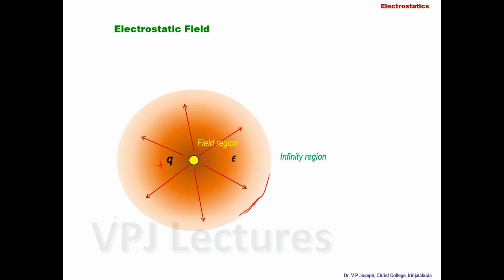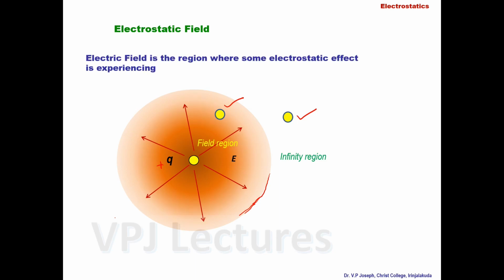In the infinity region, if you place some other charge as the test charge, as we have placed a charge here, we can see that the force acting on this charge is 0, so it is outside the field region. Now instead, if we place a charge inside the field region, then there is a strong force of attraction or repulsion depending upon the magnitude and the sign, plus or minus, of the source and test charge. So we can define the electrostatic field as the region where some electrostatic effect is experienced.